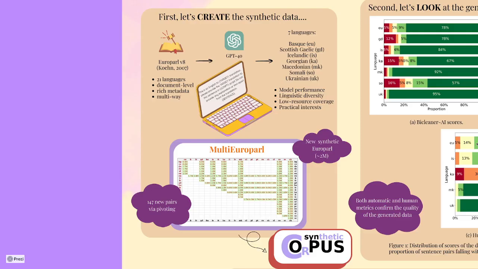In the end, we have built Multi-EuroParl, which consists of new synthetic EuroParl for the languages I have just mentioned, and we also create 147 new language pairs via pivoting. So basically, because we make use of this multi-way nature of EuroParl, we can align all of the languages that we have to all the new ones. We also take the chance to introduce SynOpus, that you see there at the bottom, which is a new repository similar to its sibling Opus, but specifically for synthetic data.